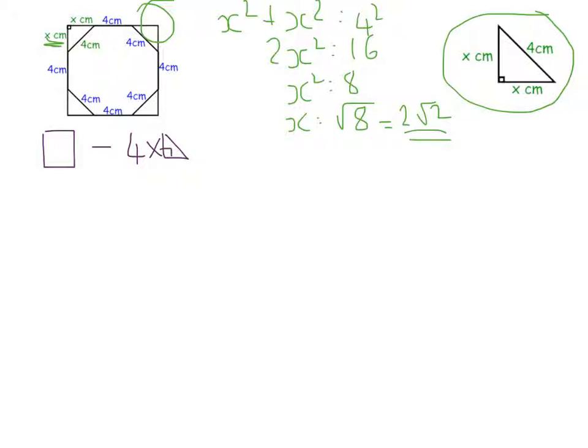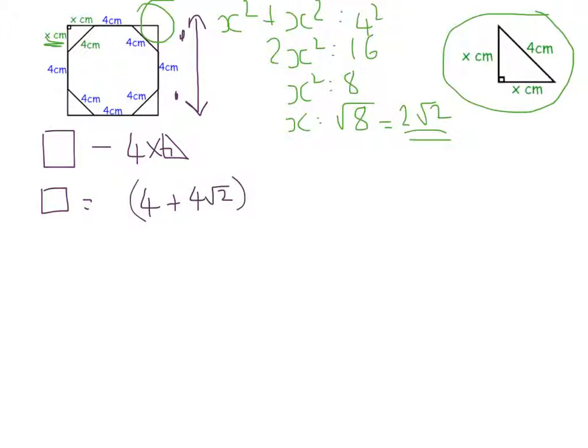Now that I've gotten that far, we need to work out the area of the whole square and take away 4 lots of the area of this triangle. So the whole square is a little bit tricky because this full side down here is going to be 2 of my x's and this 4. So the area of one side of my square is going to be 4 plus 2 lots of 2 root 2, so 4 plus 4 root 2.